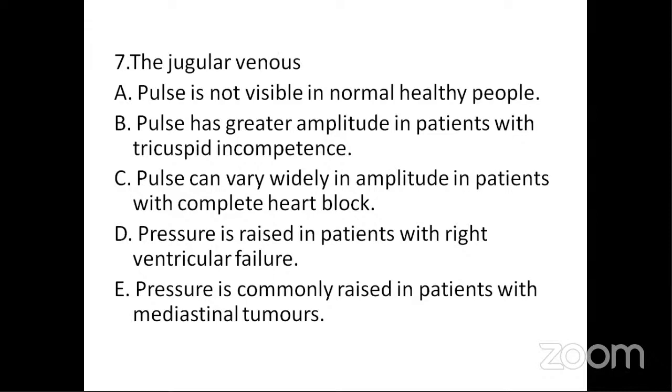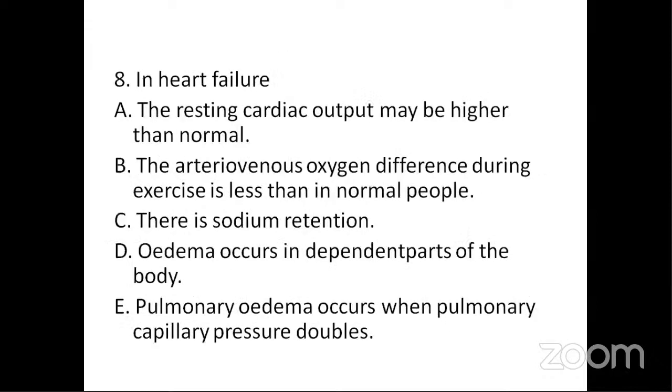It is true again. The jugular veins are distended due to venous obstruction, but there is little or no pulsation. That is about jugular venous pulse. What happens in heart failure?